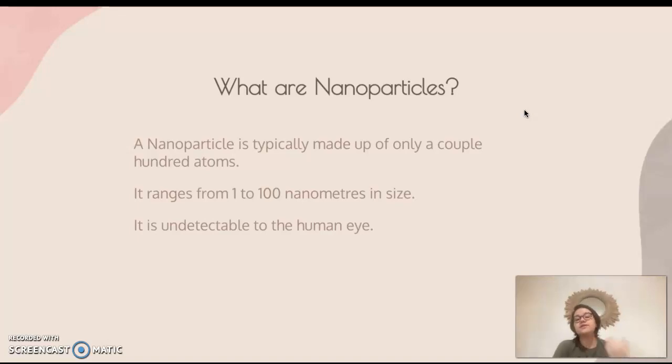And now the next question is, what are nanoparticles? So a nanoparticle is made up of only a couple hundred atoms. It ranges from 1 to 100 nanometers in size and is undetectable to the human eye.